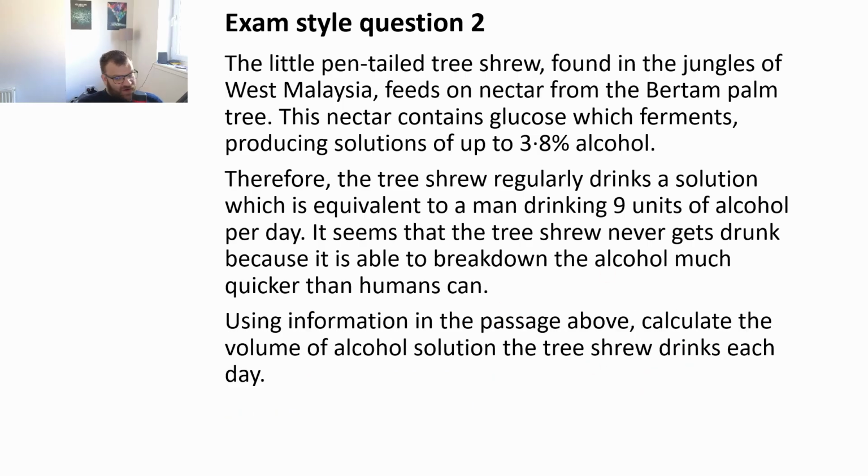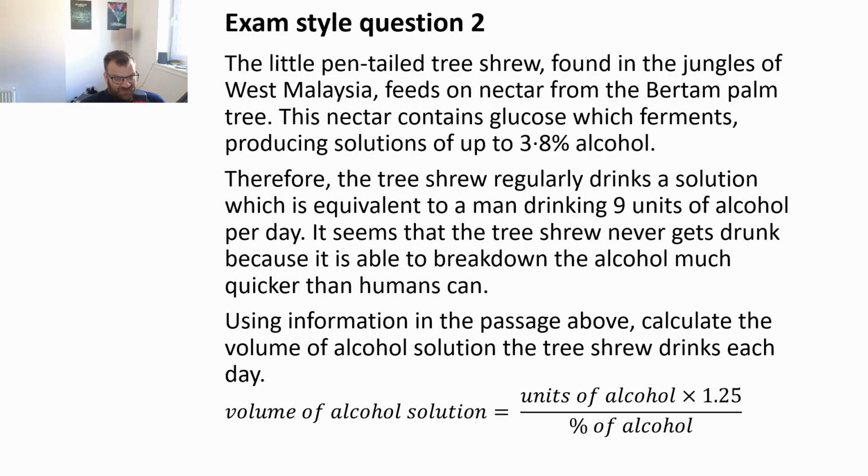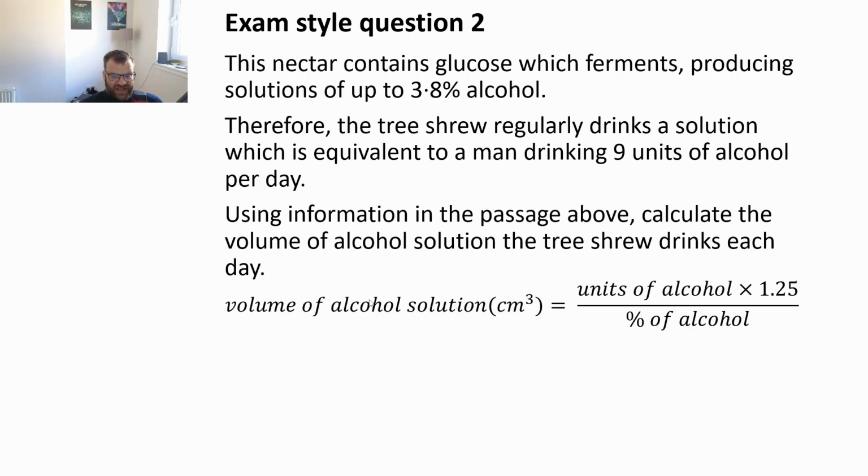Okay, next part of it, we're asked to calculate the volume of alcohol solution the tree shrew drinks each day, and we are given a relationship to use. It tells us that the volume of alcohol solution is the units of alcohol times 1.25 over the percentage of alcohol. Now just narrow in on the bit that contains information we should care about.